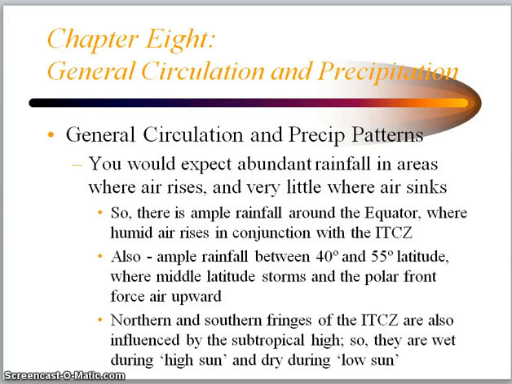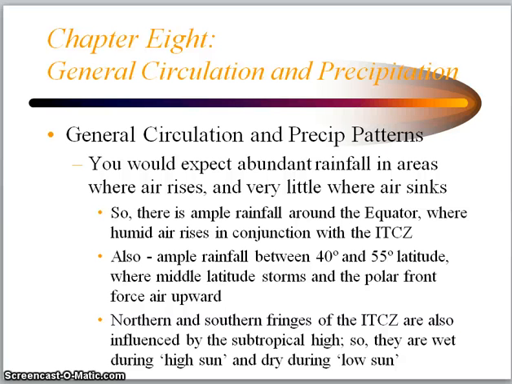Talking a little bit about general circulation and precipitation patterns, you would expect abundant rainfall to occur in areas where air rises and very little precipitation where air sinks. So there is ample rainfall around the equator where humid air rises in conjunction with the intertropical convergence zone, the ITCZ, or the equatorial low as it's sometimes called.